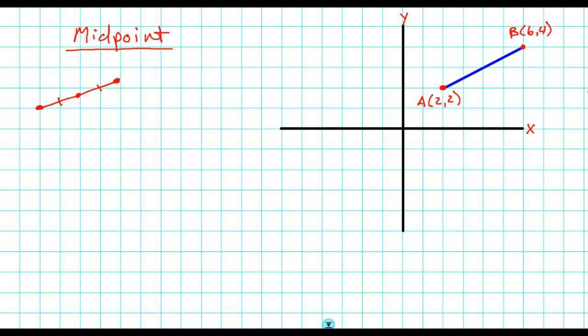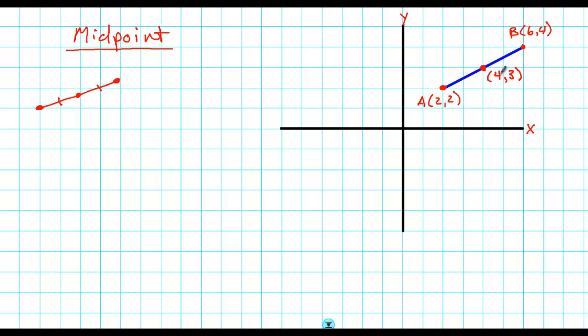Now, once you've done this, if you need to pause it and catch up, go ahead and do that. But once you've done, I want you to look at the line segment we've created. Look at line segment AB and see if you can determine where the midpoint is located. So if you need to pause it to do that, go ahead. All right, the midpoint is located right here. And this point is (4, 3).